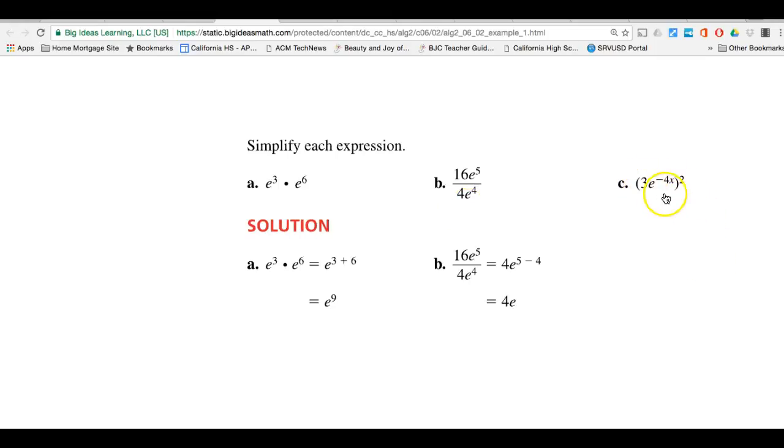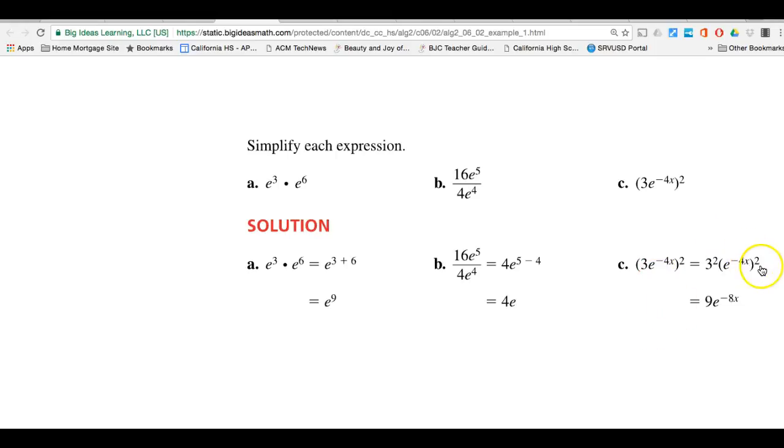So here, now we have a little bit more going on. We've got 3e to the negative 4x power, all squared. So what we're going to do first here is go ahead and take out some of the values. We can actually go ahead and distribute this 2. We find that this is the same thing as 3 squared times e to the negative 4x, squared. What we're doing is separating our natural base portion from our constant portion.